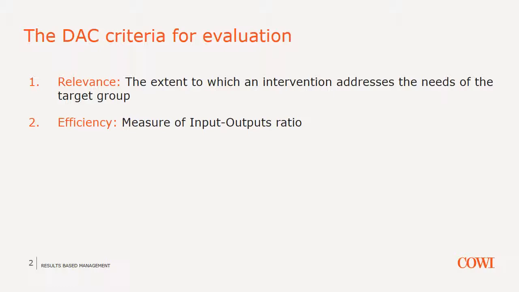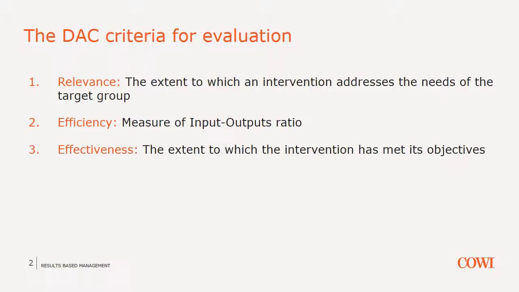Efficiency focuses on how much did we get out of the money. It might inform us as to whether we could have gotten more output out of the same resources. Effectiveness looks at the extent to which an intervention has met its objectives, and also on how effectively the intervention transformed activities into outputs and outcomes.